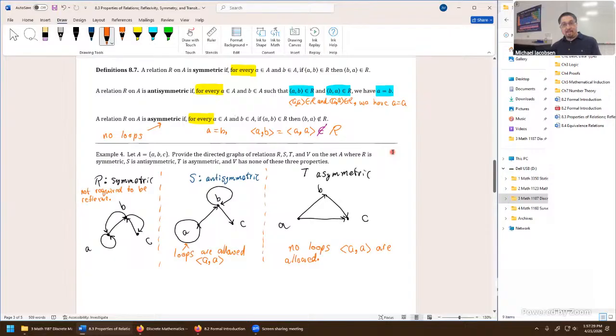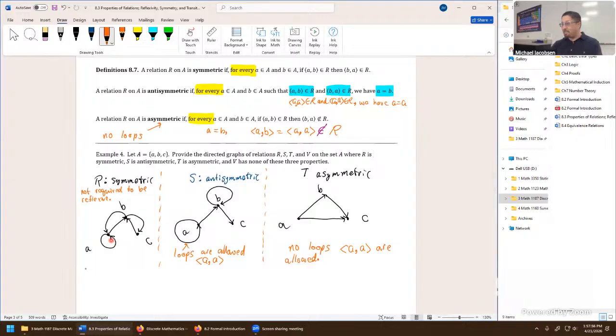Well, there's lots of talk about just visualizing these three properties: symmetry, antisymmetry, asymmetric. So just a recap on all of them at once. Symmetric means the moment something is related to another element, you can switch inputs and outputs. So on the diagram, if there's an arrow going one way, it has to go the other way at the same time. And that allows for loops.